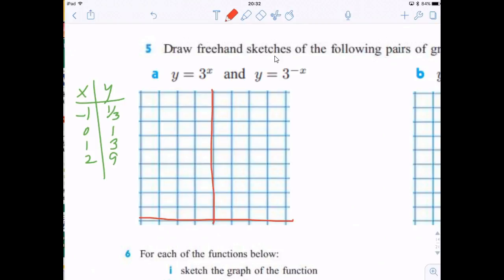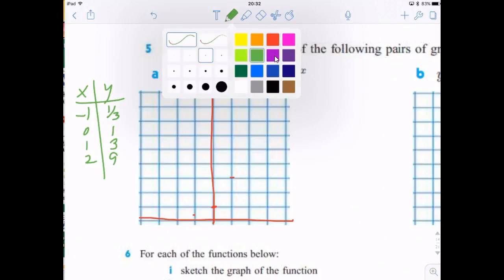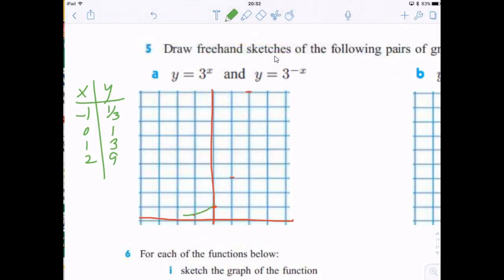Okay, and then I'll put in the points. -1, 1/3, about there. 0, 1, 1, 3, 2, 9, 1, 2, 3, 4, 5, 6, 7, 8, 9. Okay, and then I'll color it in green. Okay, then it says graph 3 to the negative x.